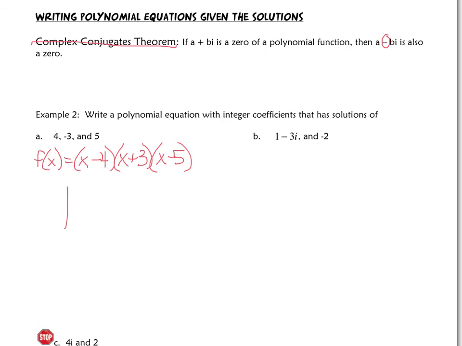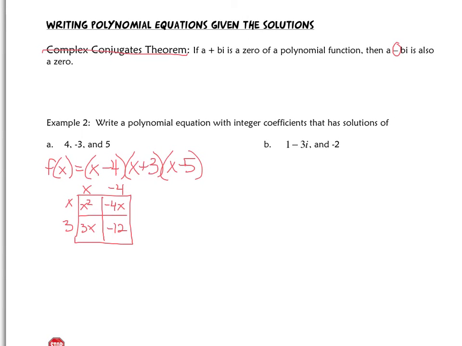So you could do the boxes if you want, you could do FOIL, but we're going to multiply two of them at first. So I'm going to take the first one and the second one. I'm going to multiply those two together. I get x squared minus 4x, a 3x, and a negative 12. So combining like terms, I'm going to get x squared minus x minus 12.